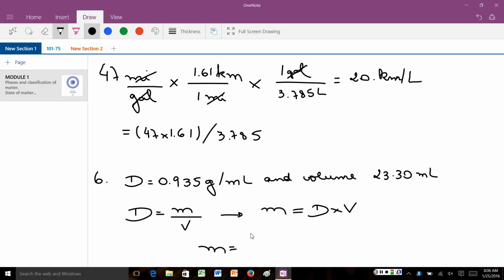Mass is 0.935 grams per milliliter times 23.30 milliliters. So we cancel milliliters and the answer is 21.8 grams. Okay. So in this case we need three significant figures.